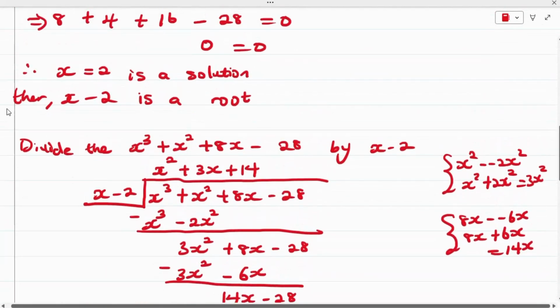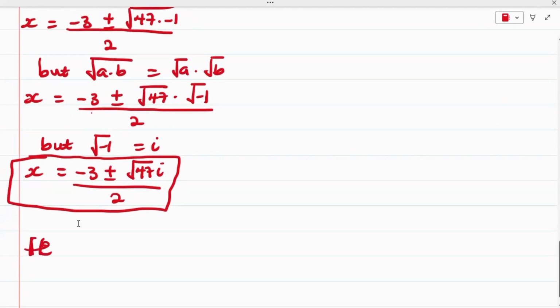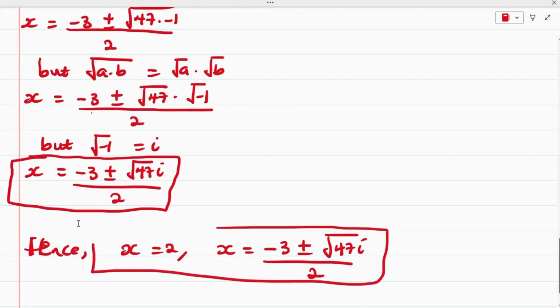So we have that x equals 2 is the first solution, and we also have these to be the values of x. So we are going to say hence the values of x: we have that x equals 2 and x equals minus 3 plus or minus the square root of 47 i, divided by what, 2, and this becomes the final answer.